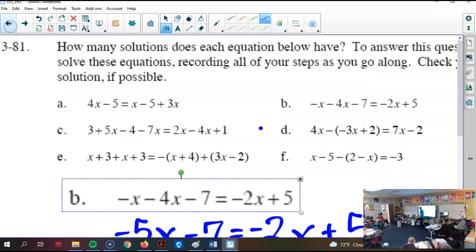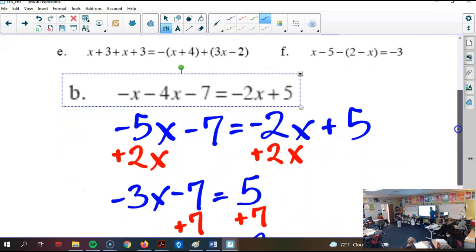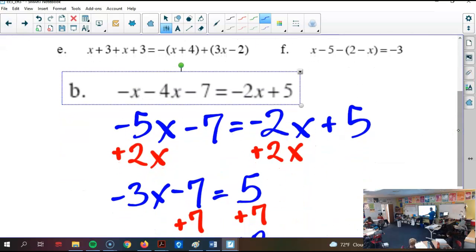You are confused on B. So hold on, check. When you simplified, did you have negative 5x and negative 7 on the left? And negative 2x and positive 5 on the right? Oh, it's positive 2x. There it is. Always check your signs, guys.